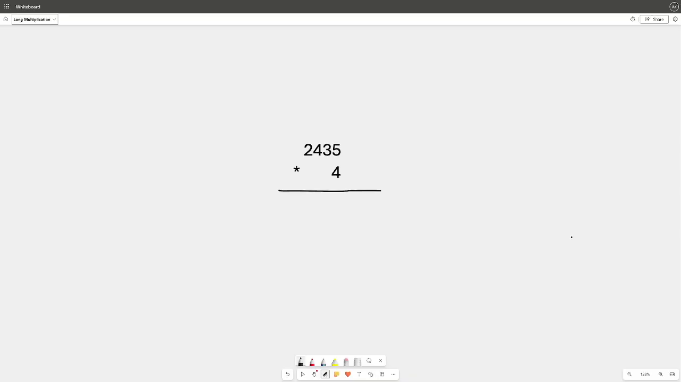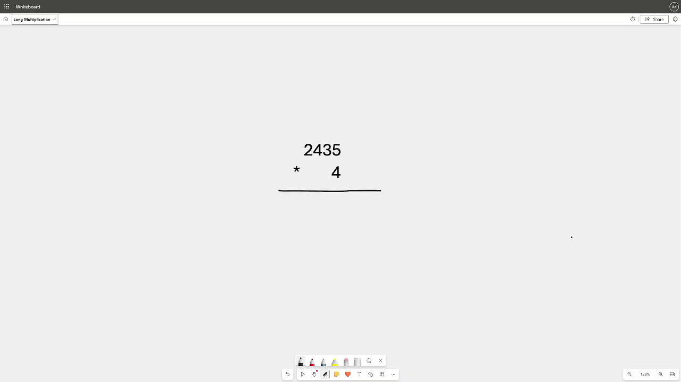Today we're going to be learning about long multiplication. We're going to be doing 4 digits times 1 digit, 4 digits times 2 digits, and we're going to get through the process. We're going to carry over some numbers and it's going to be quite straightforward. So you have nothing to worry about.